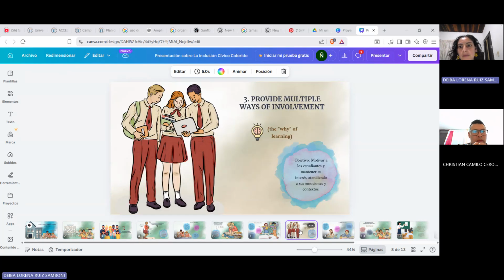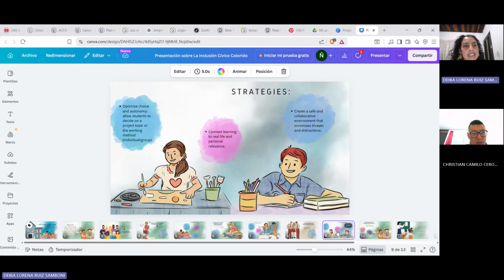Number three, provide multiple means of engagement, the why of learning. Objective: motivate students through interest, emotion, and context. Strategy: offer choices and autonomy, allowing students to decide on the project topic or the working method, individually or in a group. Connect learning to real life and personal relevance. Create a safe and collaborative environment that minimizes errors and distraction.